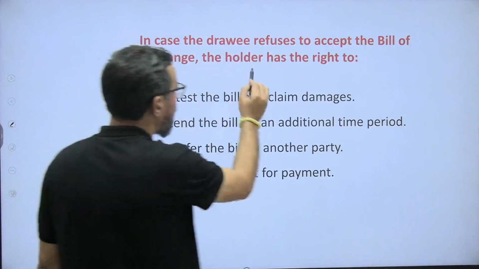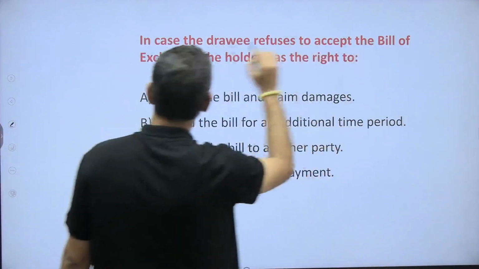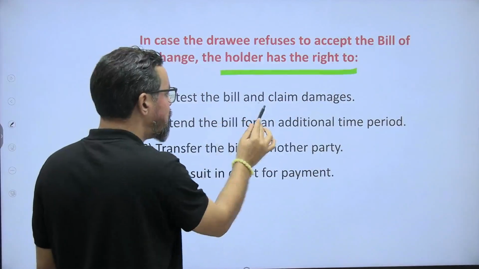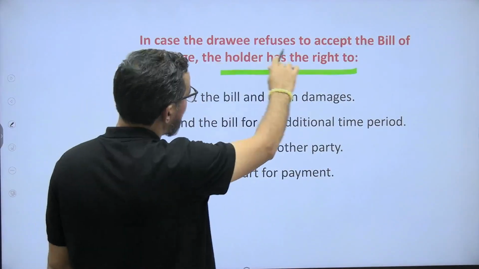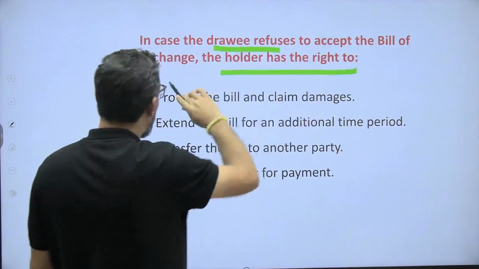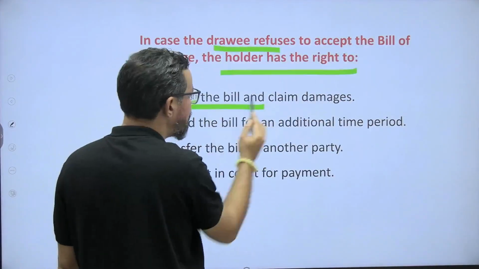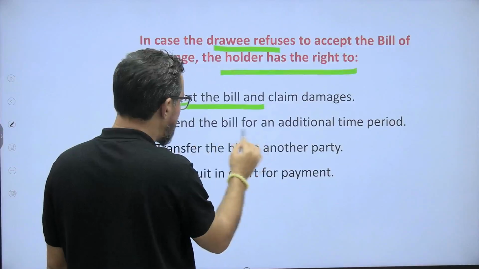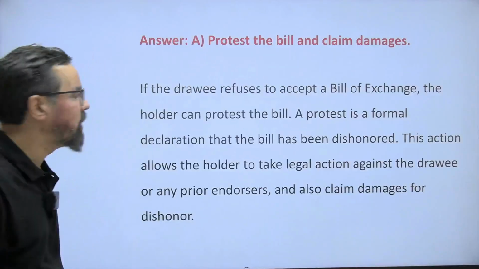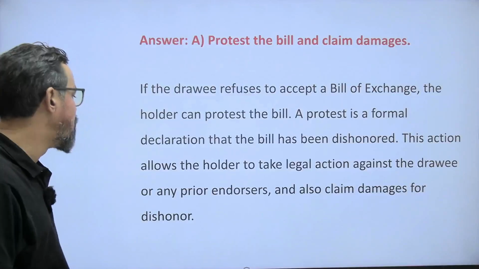In case the drawee refuses to accept the bill of exchange, the holder has the right to protest the bill and claim damages, extend the bill, transfer the bill, and others. So option A only will be the right answer, protest through the notary public.